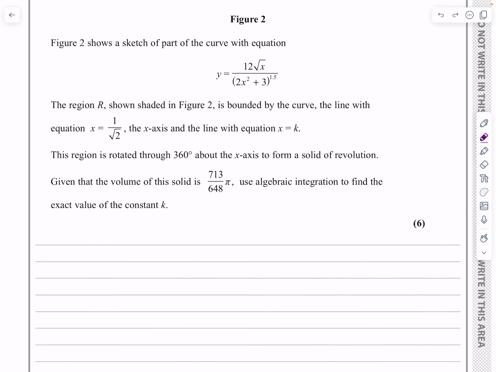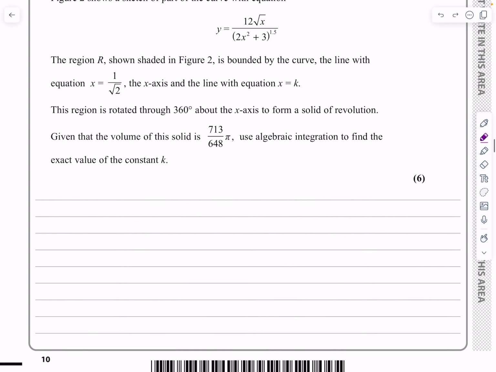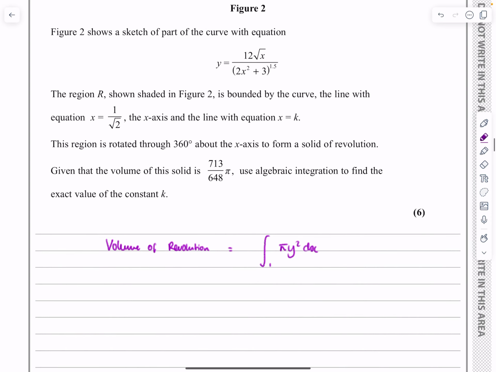If we're looking at the question then, I know that the volume of revolution is always given by the integral of pi y squared dx between the limits, which in this case is going to be 1 over root 2 and k, and we already know that's going to be equal to 713 pi over 648 as my answer, and I'm going to have to work out what k is.